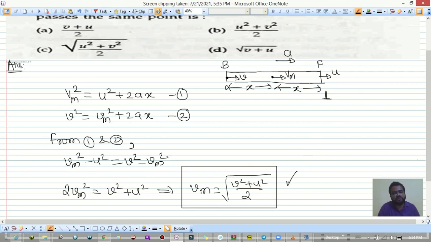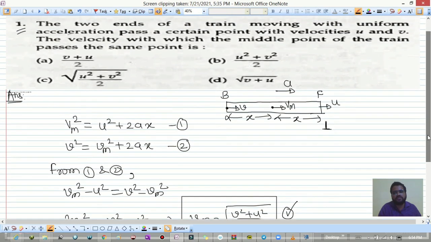So I hope this is clear to you all. This is the first question, and the answer for this is root of (v squared plus u squared) divided by 2. Next question.